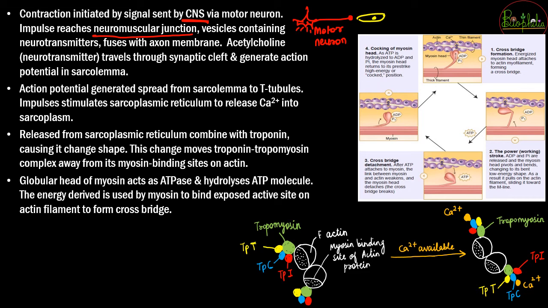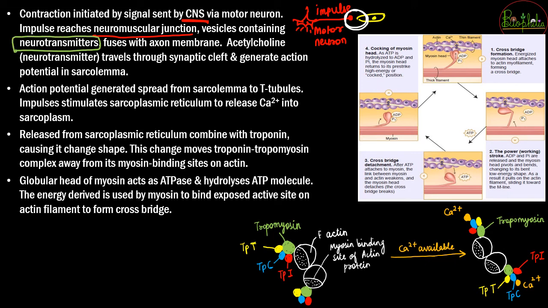Not exactly the motor neuron is reaching. What is reaching? The impulse is reaching. And once it reaches the neuromuscular junction, you know what the term means. As soon as it reaches the neuromuscular junction, there are going to be vesicles that contain neurotransmitters. These neurotransmitters are nothing but messengers.